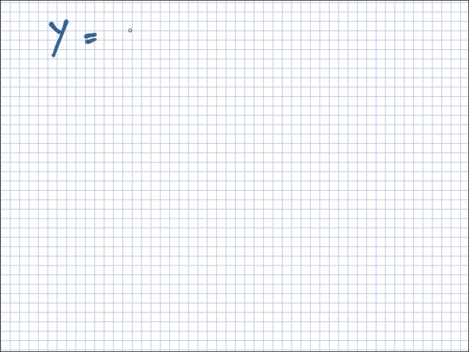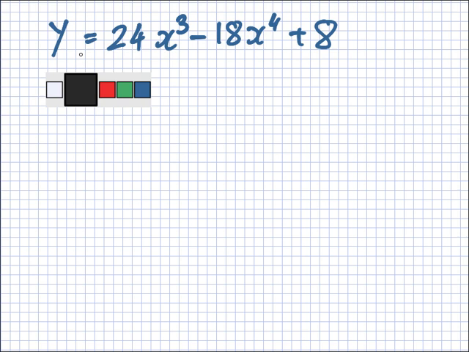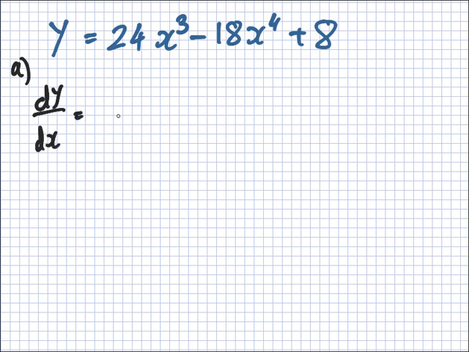this is your curve. Right, first part, find the derivative for 2 marks. That's nice to get us started, isn't it? dy/dx equals 72x squared minus 72x cubed. Is that right? Goodness, I hope so.